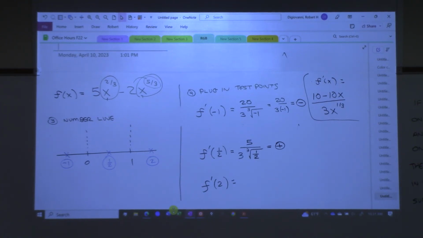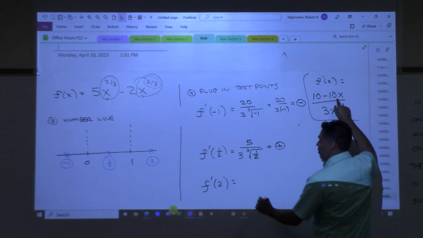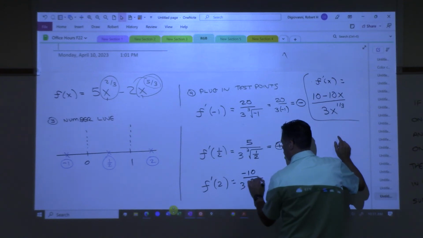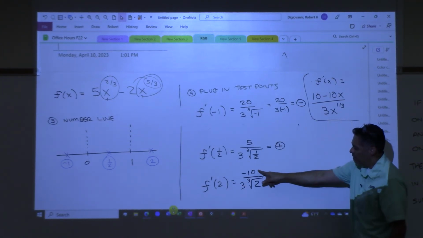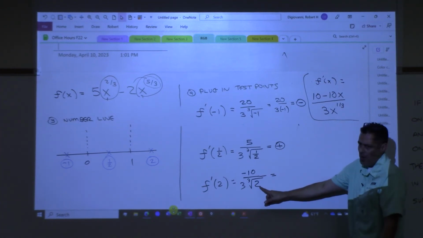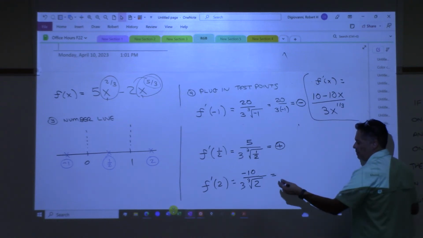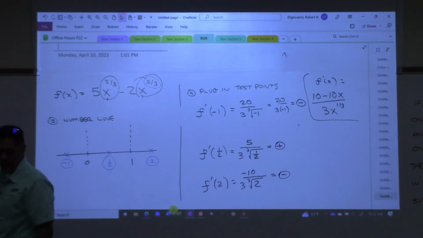And now plug in 2. If you plug in 2, you get 10 minus 20. That's a negative number on top, negative 10. 10 minus 20. On the bottom, 3 times the cube root of 2. And same logic, it's a negative on top. This is positive. Cube root of 2 is a positive number. Who cares what it is? Times 3 is still positive. So you get a negative over a positive. This will be negative. So yeah, they switched, but don't count on it, right? Do not count on it. You have to test each one. Almost there.